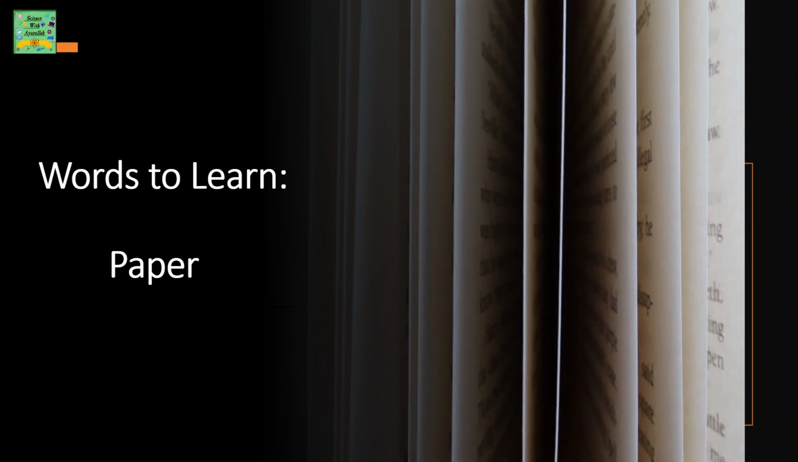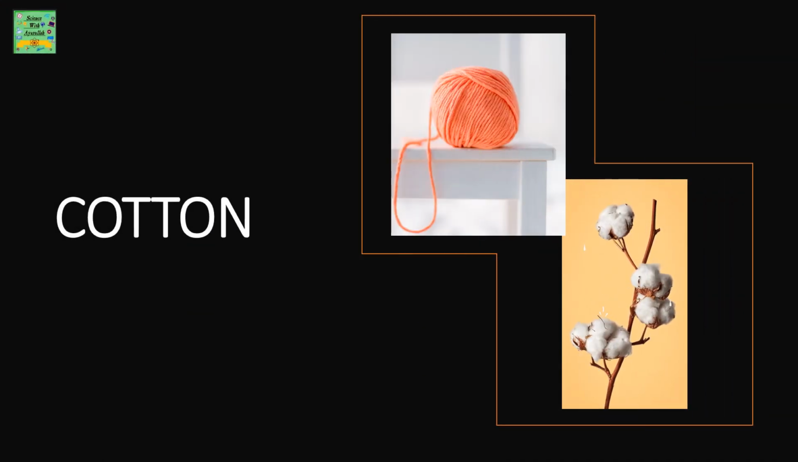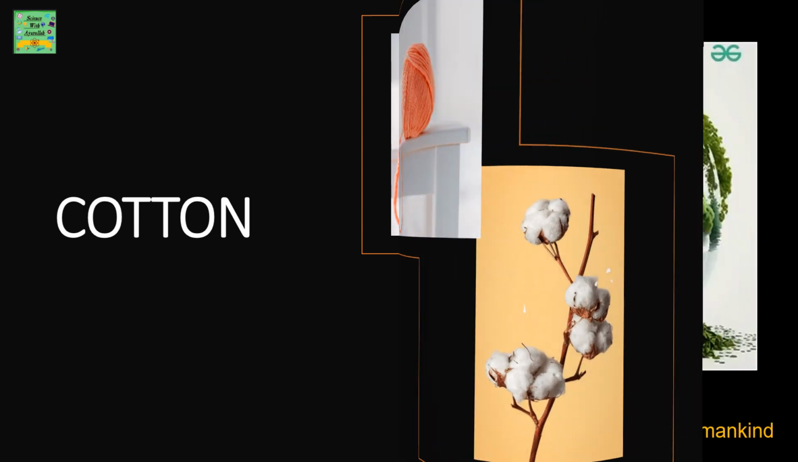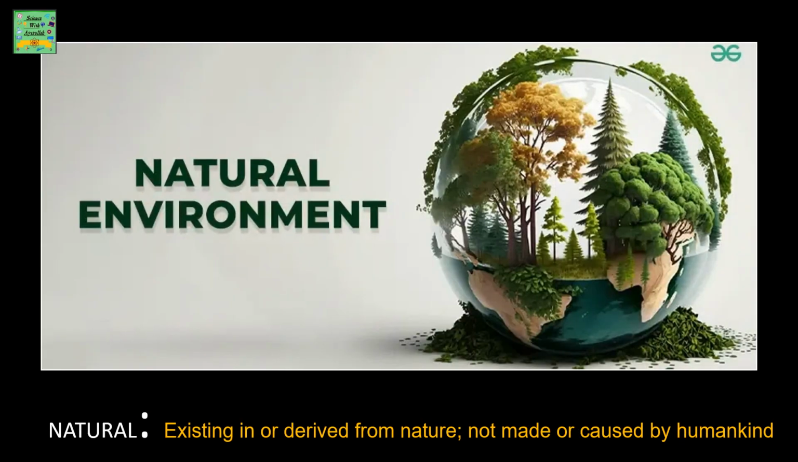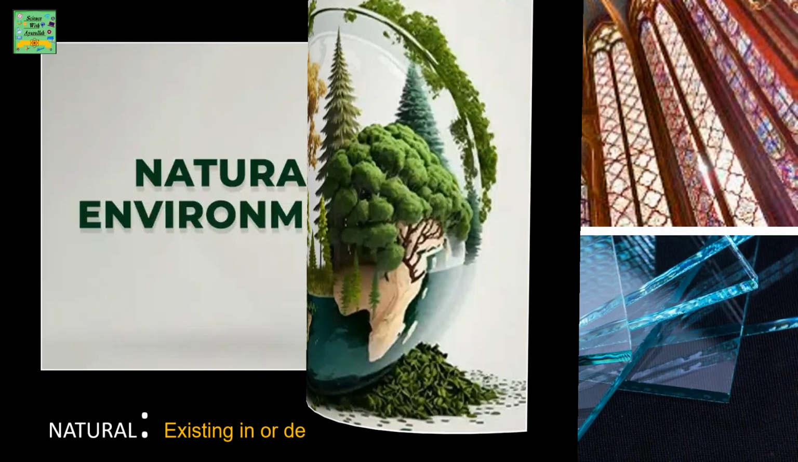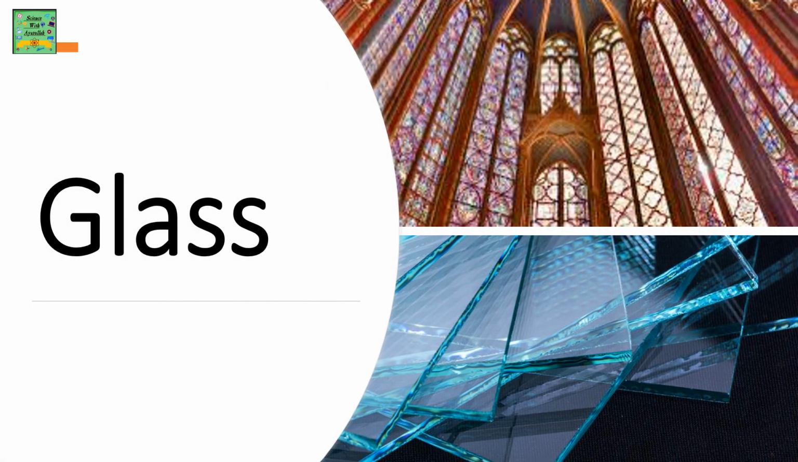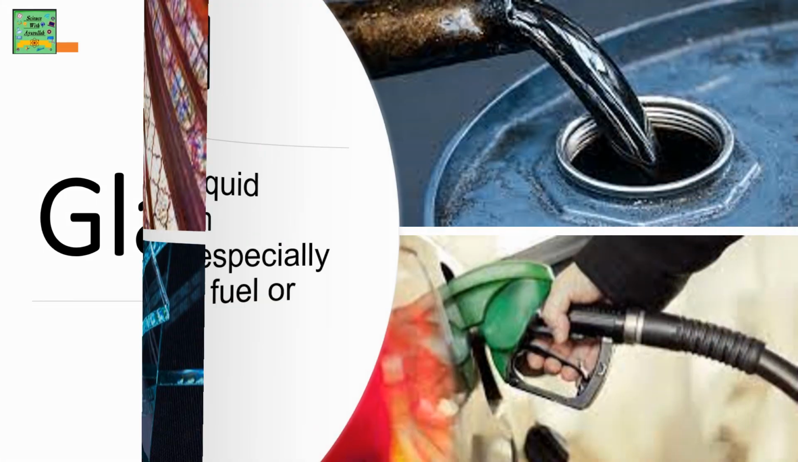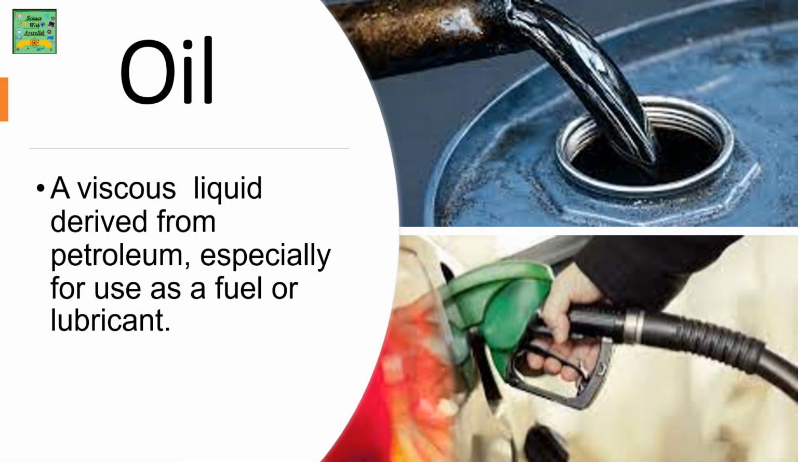Words to learn. Paper, cotton. Natural environment. Natural, existing in or derived from nature, not made or caused by humankind. Glass. Oil, a viscous liquid derived from petroleum, especially for use as a fuel or lubricant.